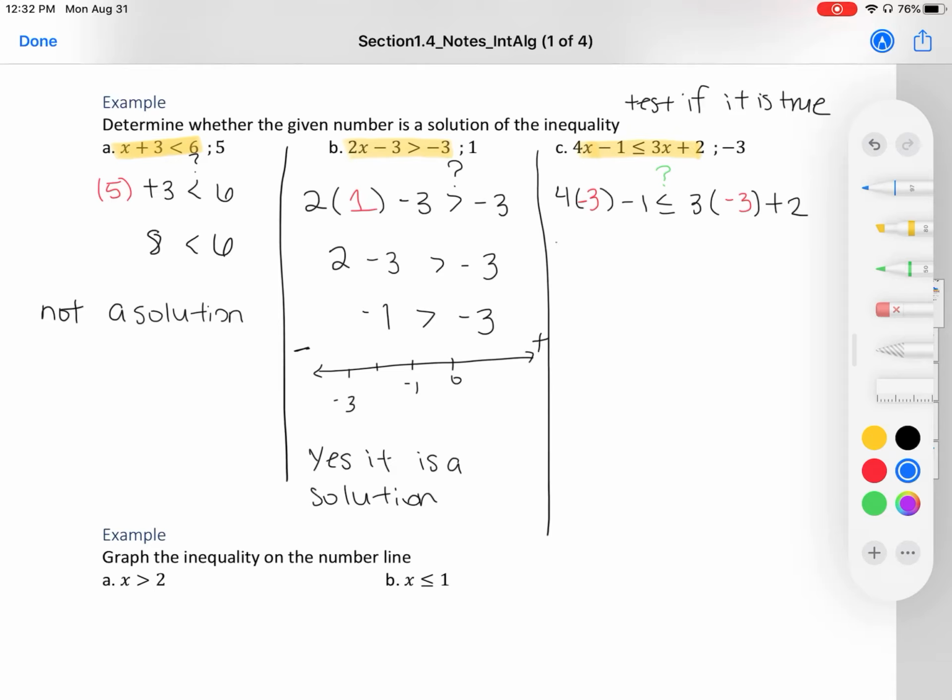4 times negative 3 is negative 12 minus 1. And I want to see if it's less than or equal to 3 times negative 3 is negative 9 plus 2. Negative 12 minus 1. When you're subtracting with negatives, remember you always add the opposite. So we get negative 13 less than or equal to negative 7. Is negative 13 less than or equal to negative 7? Yes, it's less than. So yes, it is a solution.